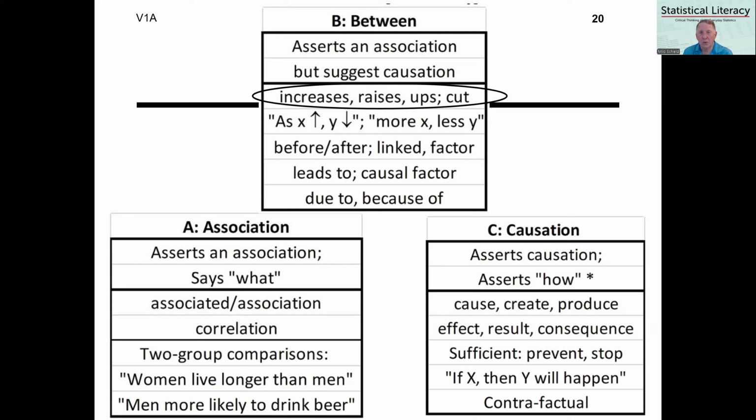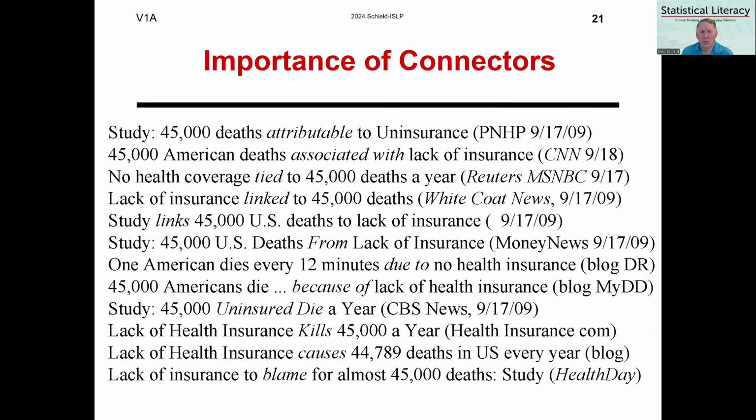We need to inform our students about these between words as part of the communication part of statistical literacy. There's too much to read here. Look at the first two lines and the last three. These are headlines all on the same subject. First line, 45,000 deaths attributable to uninsurance. 45,000 deaths associated with lack of insurance. Those are straight up claims, but look at the verbs as we move down the list. Tied to, linked to, links, from, due to, because of, die.